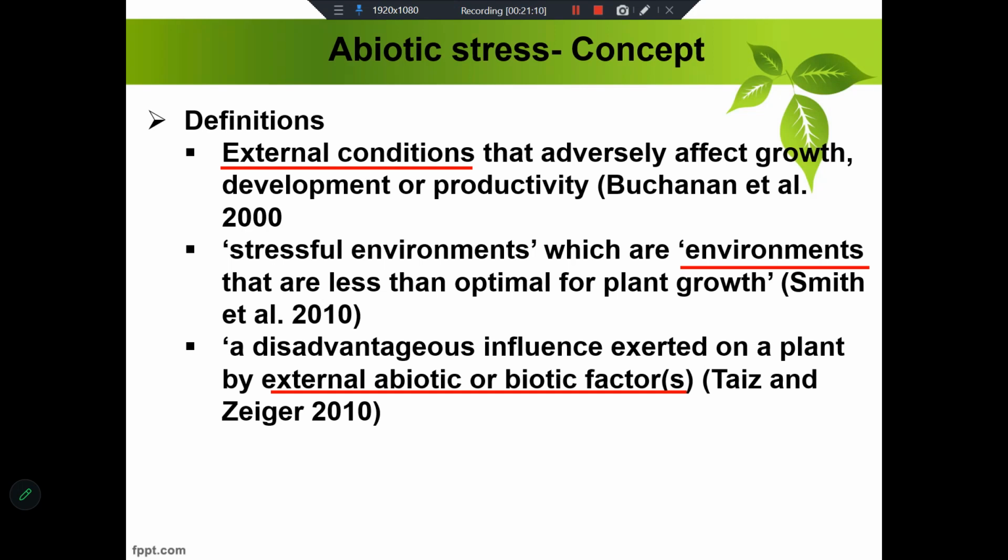The third one, according to Taiz and Zeiger, which is one of the textbooks that we use for plant physiology: a disadvantageous influence exerted on the plant by external abiotic or biotic factors.